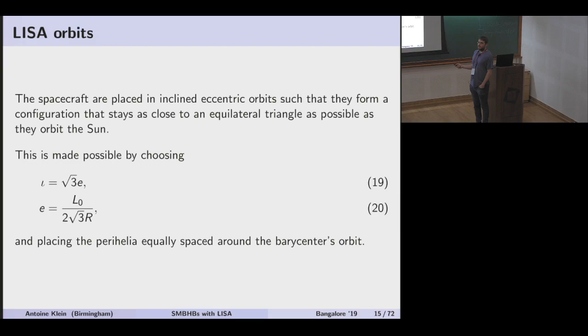So it's the ecliptic, right? It's the inclination with respect to the ecliptic. Because the barycenter of the constellation, so the barycenter of the three satellites, will trail behind the Earth at a few degrees distance, maybe 10, 20 degrees behind. But it will stay on the ecliptic, it will stay on the same orbit as the Earth, yes? R is one astronomical unit. R is the mean distance to the sun.